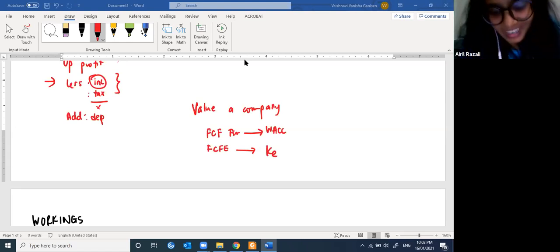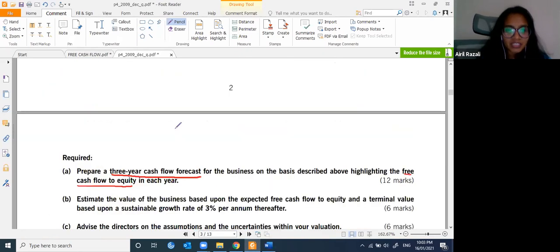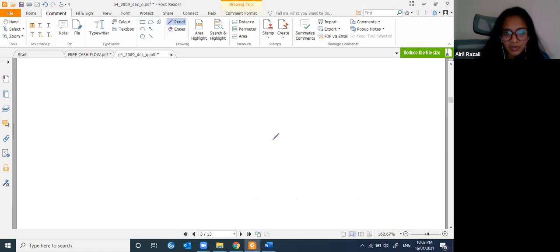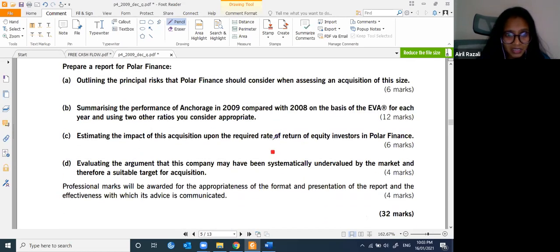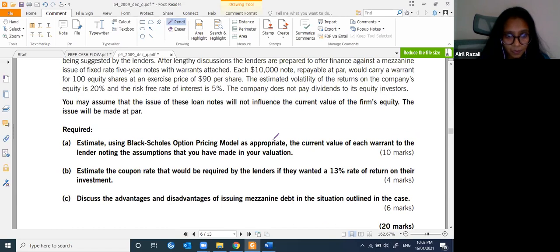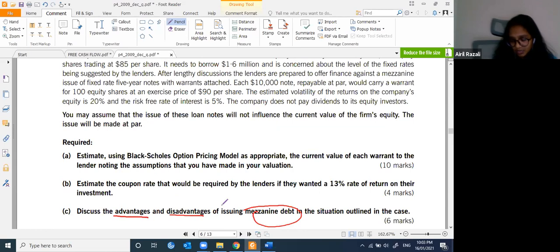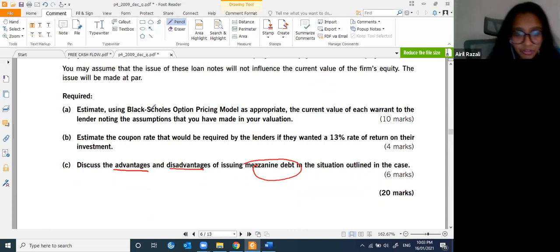Okay, this is actually quite okay. Let me just give you an example here. Let's say you have a theory part. I always tell my students here. Let me see whether I have a question that I can give you as an example here, one with no calculation, with evaluating and summarizing. Let's say here, it says: discuss the advantage and the disadvantage of issuing mezzanine debt in the situation outlined. Whenever you see a question like this, you can identify the key terms already. This is a simple question. So the key terms are advantages, disadvantages, mezzanine debt.